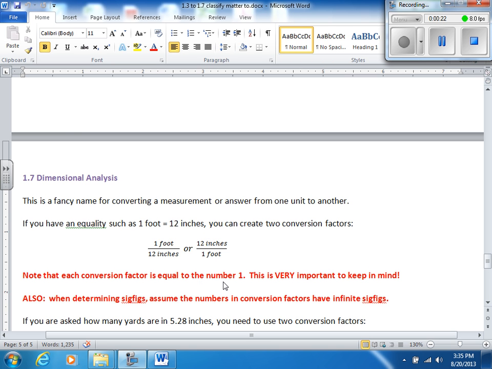Now, very important. If you remember this rule, this will make a lot more sense to you. When you write a conversion factor, if a foot is equal to 12 inches, you can see this is equal to 1, and this is also equal to 1. That's what I have written in red here.